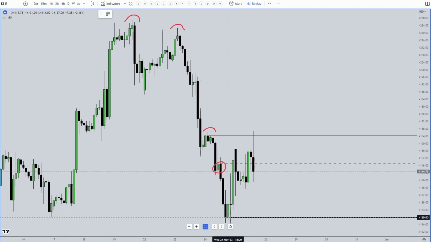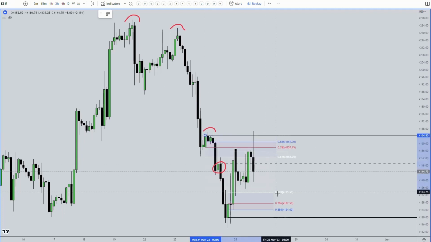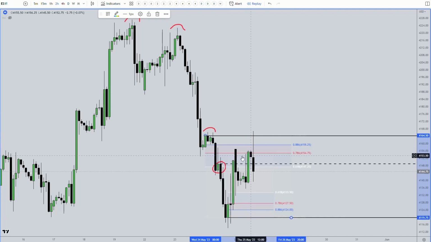and therefore my next step was identifying potential areas of interest. This gave me the level of around 4,133 for longing, potential bullish target box. And for shorting, let's also draw our fibs. The area that we had already entered various times, starting at around 4,147 up to 4,154.